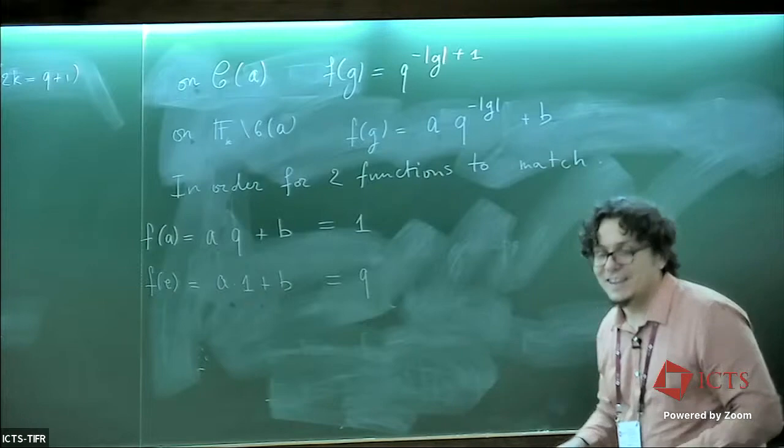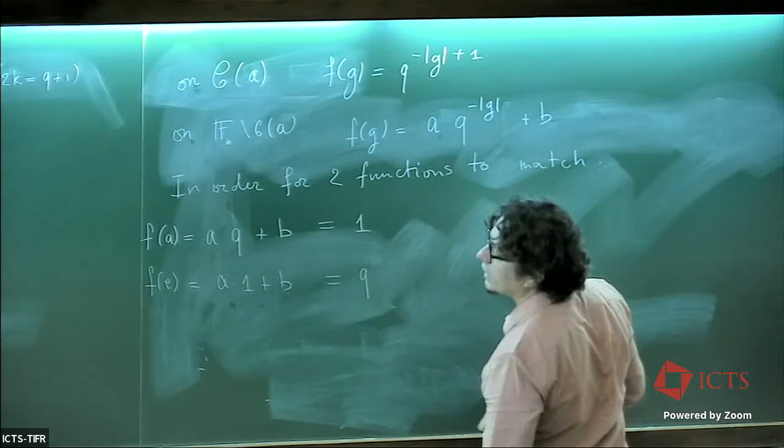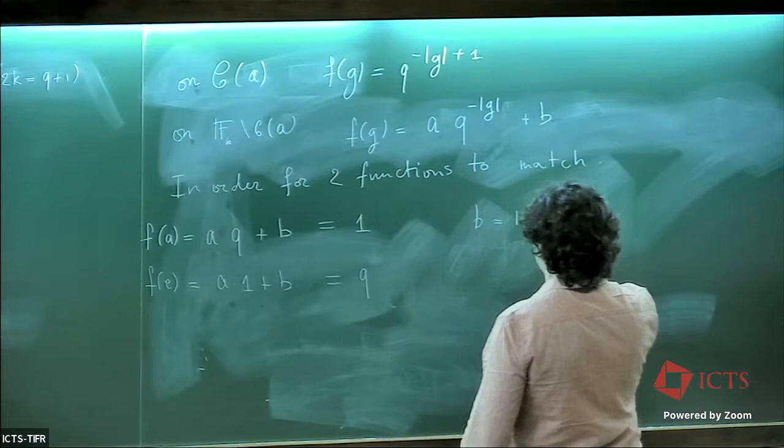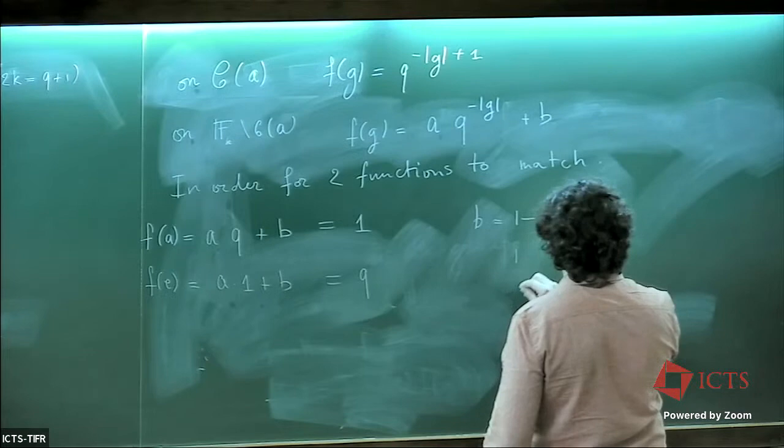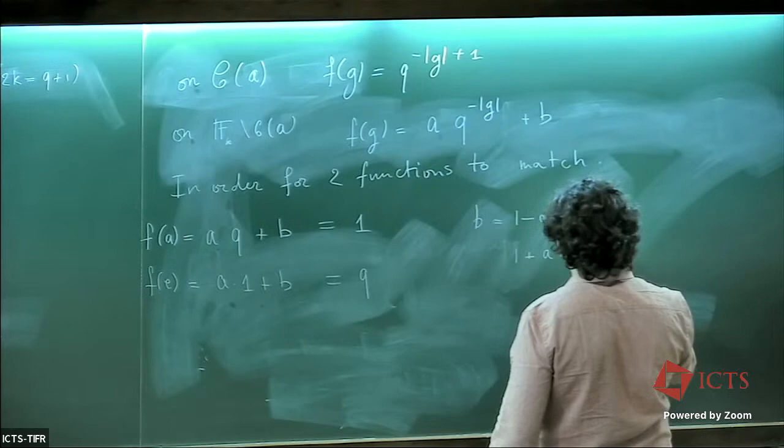So hopefully the computation was correct. So B would be 1 minus AQ, would be A minus Q. Sorry, it would be Q minus A, right? So 1 plus A equals, let's see.